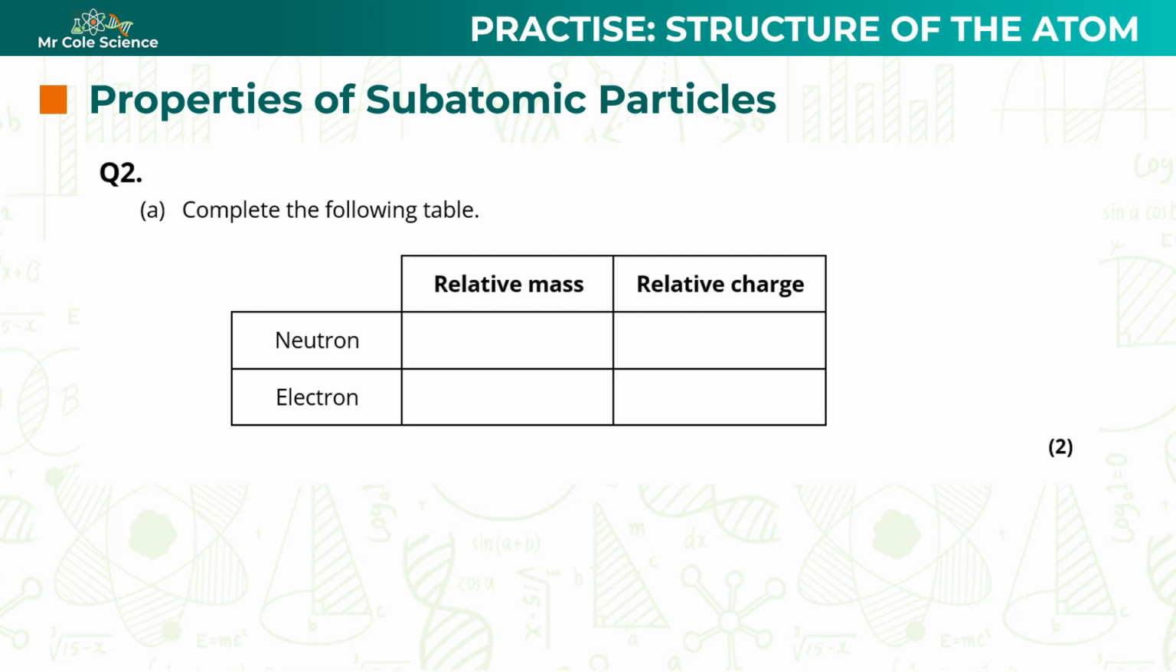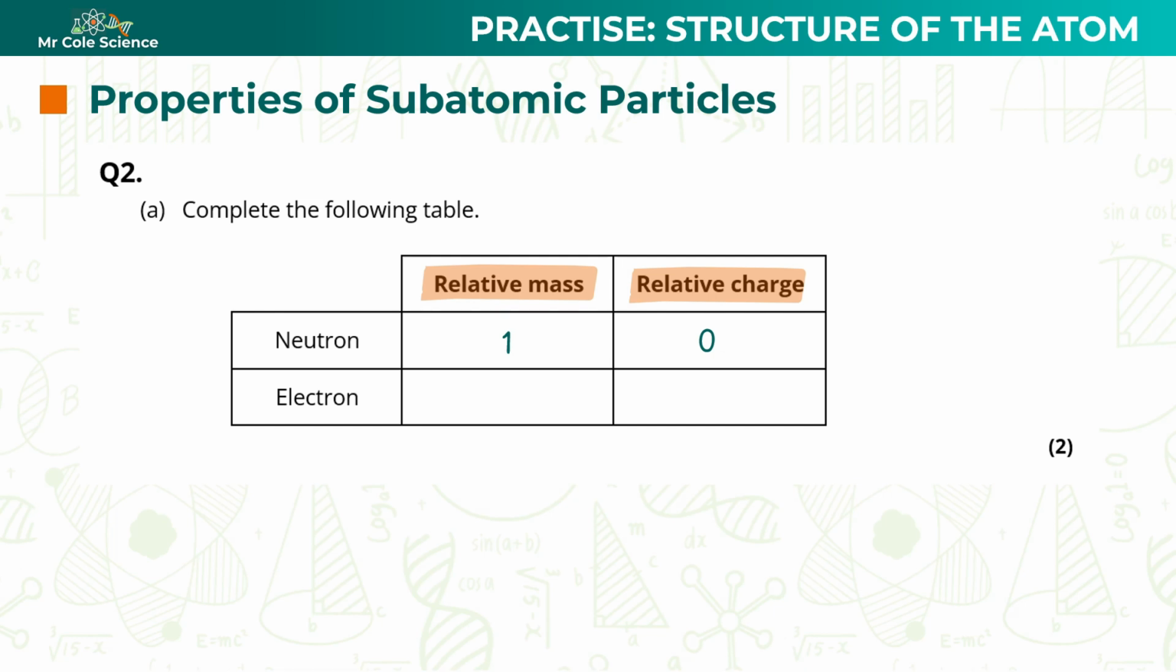Here's another example. It's still the same basic question, recalling properties of subatomic particles, but this time they're asking for the relative mass first and then the relative charge. They're also asking about different subatomic particles, a neutron and an electron in this case. So the relative mass of a neutron is 1, and its relative charge is 0.